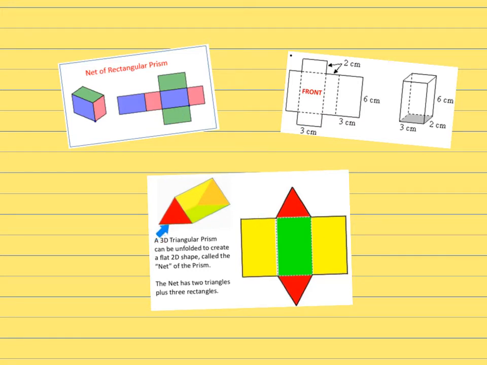Here's a picture of a triangular prism, the way it looks all together as a 3D figure, and then when you unfold it, you still get your rectangular sides that are all connected, and then the two pieces that are sticking out are your bases.